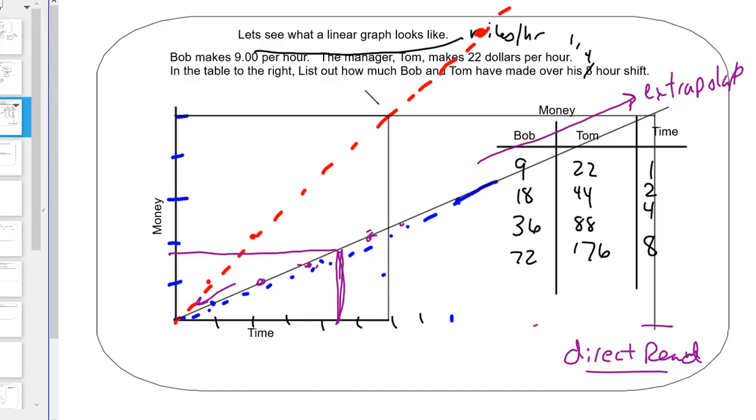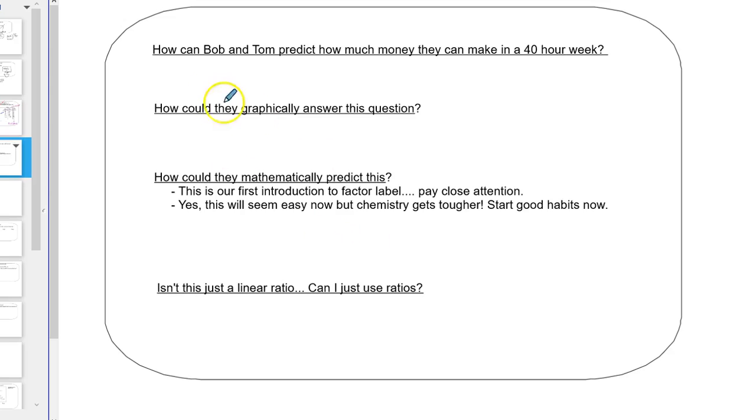All right, so let's move along here. Can Bob and Tom predict how much money they'll make in 40 hours? And the answer is yes. So how could they do this graphically? We just did this on the last page. And how could they do this mathematically and predict this?